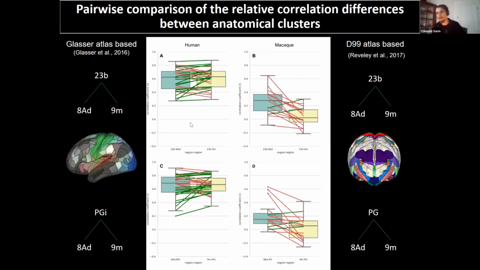Then, since the functional atlas might have some ROI problems since it doesn't follow the anatomical boundaries, I also repeated this test on the 2 atlases that have similar regions in macaque and human, and obtained that the area 8AD is actually not less connected than the medial prefrontal cortex, but as connected in human. And if I, for example, repeat this test with the posterior anatomical area that is usually integrated into the default mode network, I obtain exactly the same results. And finally, in macaques, I obtain the opposite results, meaning that the 9M is always less correlated than the 8AD.